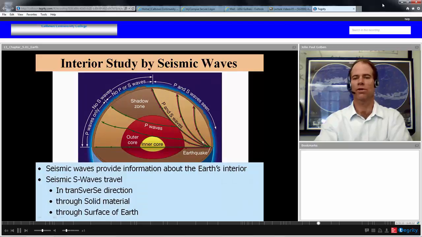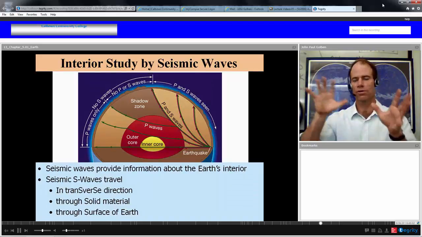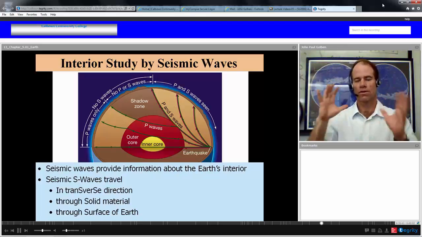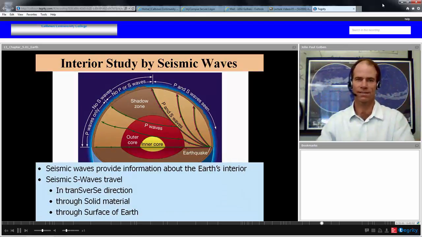And so you would only see S waves appear where they have traveled consistently through solid material. Hence, when they hit the outer core of the Earth, which is liquid, that would mitigate any further propagation of S waves. Hence, if you had an earthquake and you measure where the S waves appear on the surface of the Earth, you could figure out what is the extent of that outer core of the Earth.